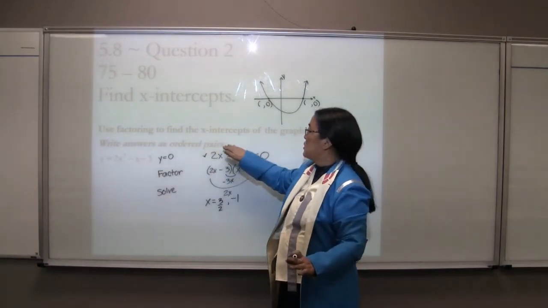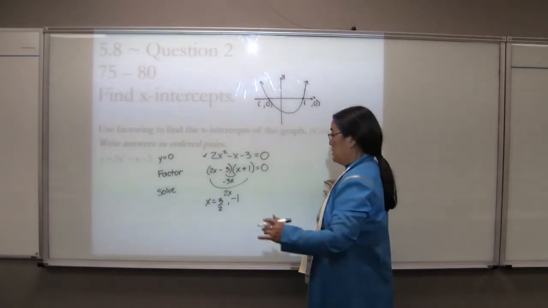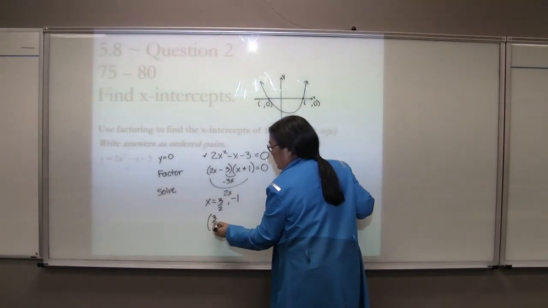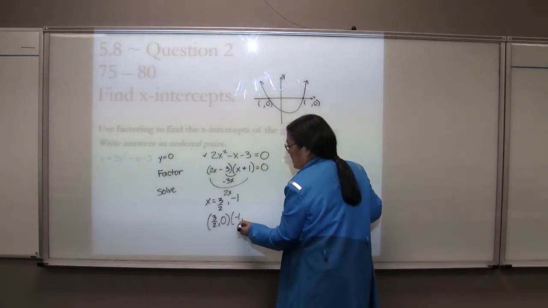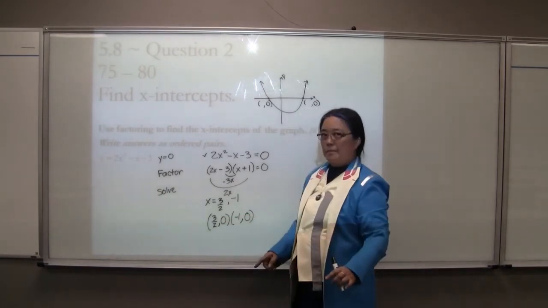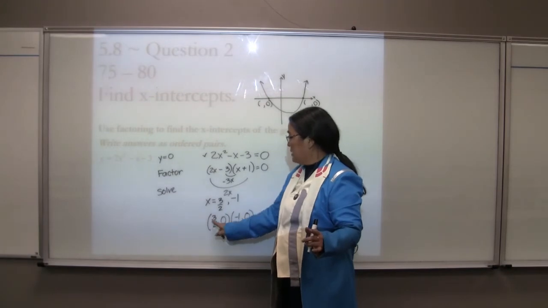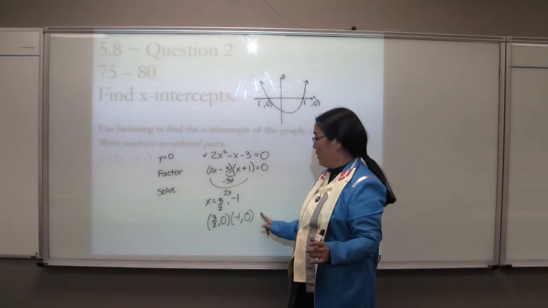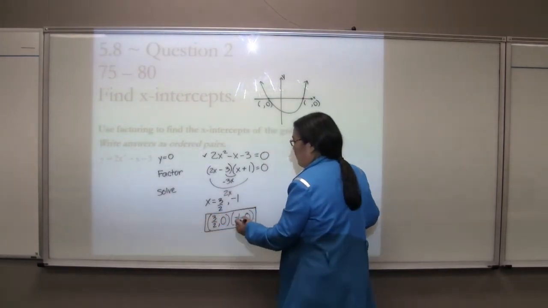But write the answers as ordered pairs. X-intercepts are supposed to be ordered pairs because PPCC said so. So we have x is 3 over 2, comma 0, and the other x is negative 1, comma 0. Be careful. Some students put parentheses there, in which case that would become an x and that would become a y, and that doesn't make sense. This is an x and y is 0. This is a different x and y is 0. Those are your ordered pairs. That's what we're looking for.